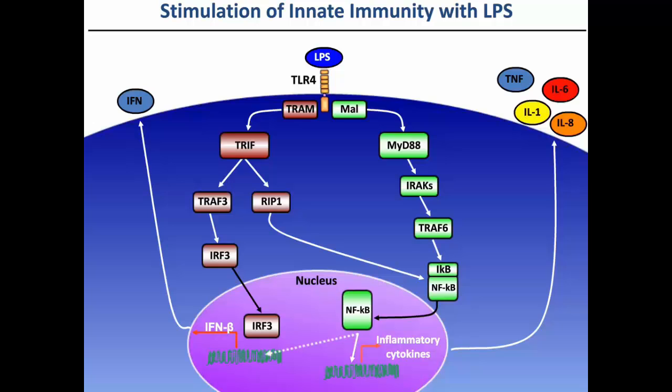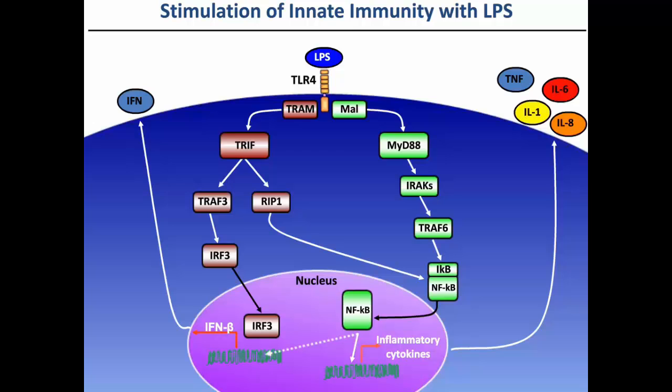Now, this diagram is a very, very simple overview of what happens with LPS signaling. It binds to TLR4 and a number of other modulatory proteins. It initiates two independent cascades of intracellular cytokine pathways, and this results in the release of inflammatory cytokines such as TNF, IL-1, IL-6, and IL-8, and the release of type 1 interferon.